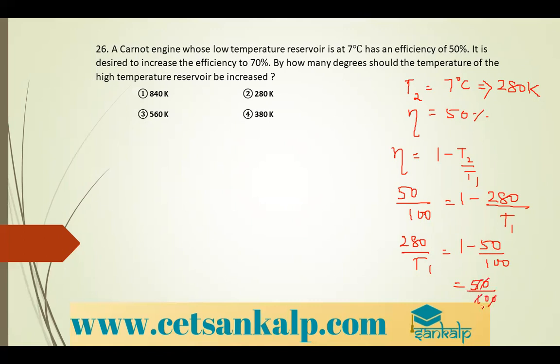So T1 is equal to 280 divided by 1 by 2. You can write it as T1 is equal to 560 Kelvin. Okay.